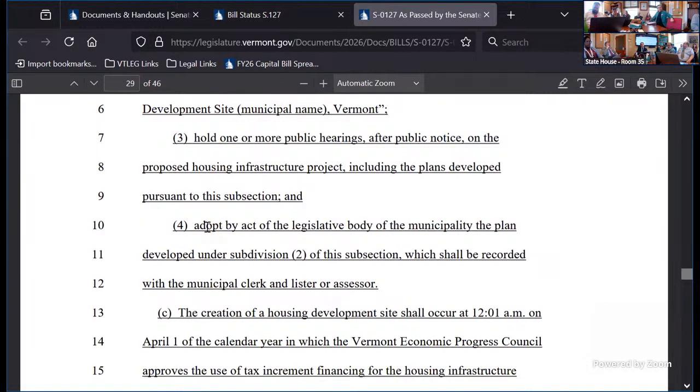But note, it's just adopt by act of the legislative body. So just the legislative body, that's city council, alder board, mayor, select board, whatever it might be. Adopt by act of the legislative body the plan developed under Division 2. So that's creating the geographic area. That's what I was trying to get at. This section is creating that map, basically, and that's recorded with the municipal clerk and lister assessor.